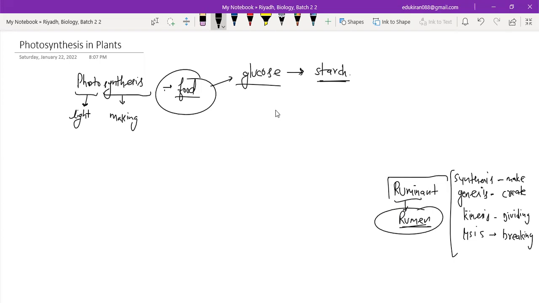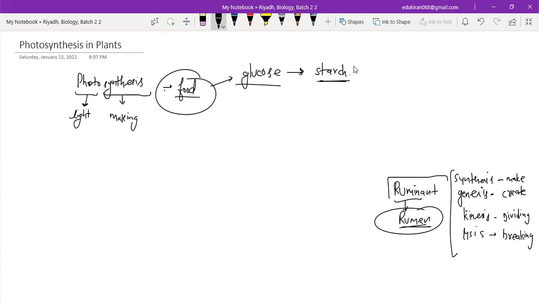Now we are not ruminants, so clearly we cannot digest cellulose, right? We can only digest starch. So your potato is rich in starch. But any leaf has both starch as well as cellulose. Cellulose is very difficult to digest for humans, so we basically don't digest it. It comes into the body and goes out as it is.